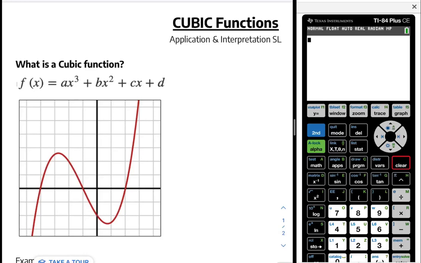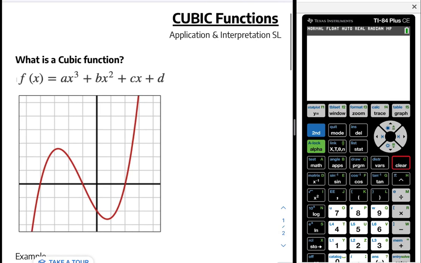In this video, we're going to talk about cubic functions. A cubic function is very similar to a quadratic function, but instead the largest exponent is a 3. So we could have an x cubed term, an x squared term, an x term, or a number term. That means there are four possible coefficients in front of all of these values.